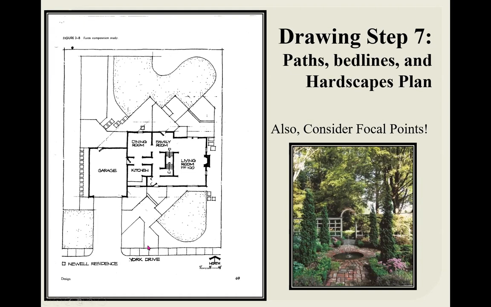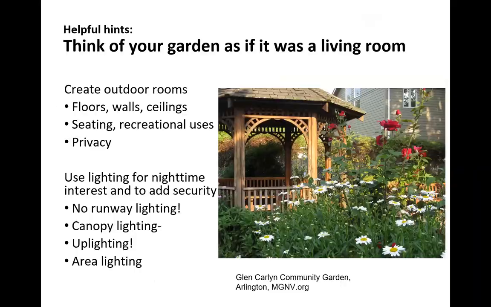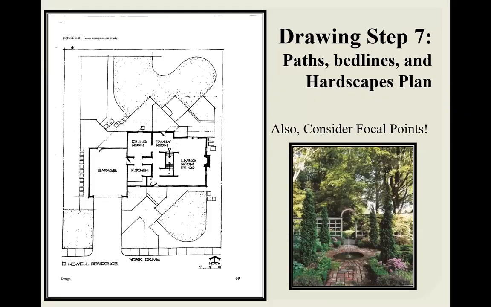Make sure that every hardscape feature is included on this plan. You've gone from your bubble concept, which doesn't necessarily have all the hardscaping on it and just gives you your conceptual ideas about how you're going to do this, to your bed lines and your hardscaping plan that includes rocks, fences, walls and so on that you need to have included in the plan. The picture here is just another emphasis to consider your focal points. If the focal points are going to be a piece of hardscaping, a piece of fence, make sure those get included onto the plan.